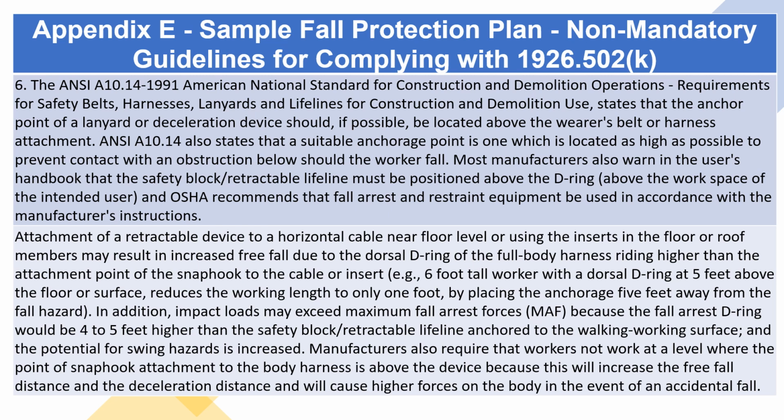Most manufacturers also warn in the user's handbook that the safety block/retractable lifeline must be positioned above the D-ring, above the workspace of the intended user, and OSHA recommends that fall arrest and restraint equipment be used in accordance with the manufacturer's instructions. Attachment of a retractable device to a horizontal cable near floor level or using the inserts in the floor or roof members may result in increased free fall due to the dorsal D-ring of the full-body harness riding higher than the attachment point of the snap hook to the cable or insert.